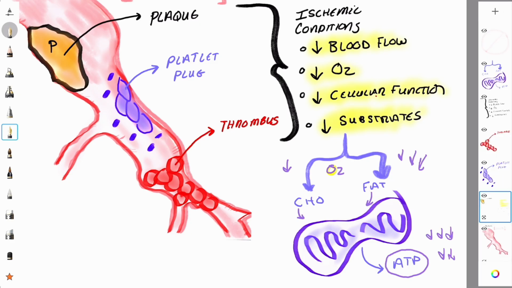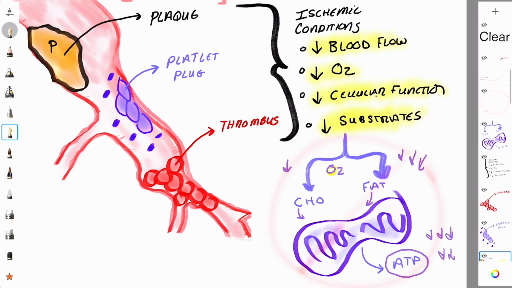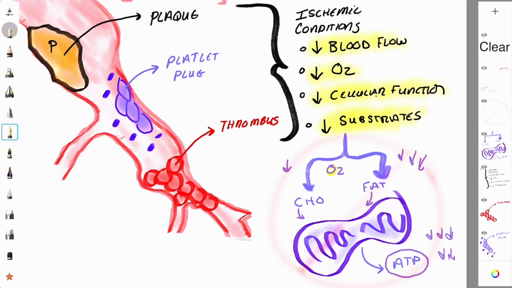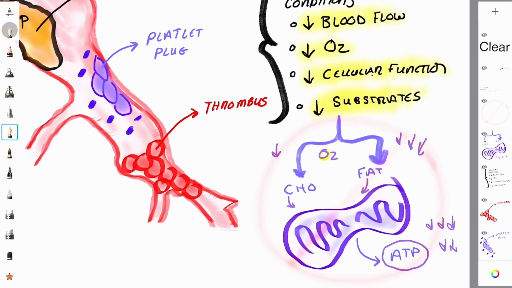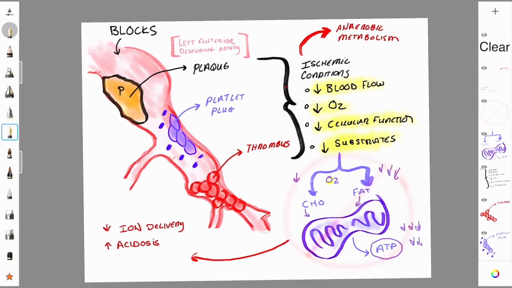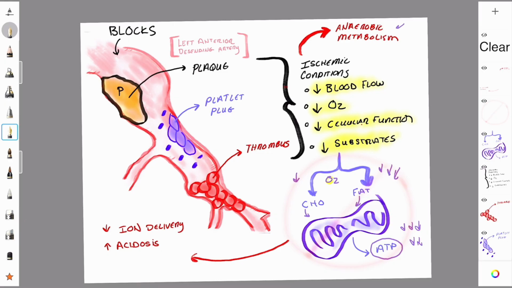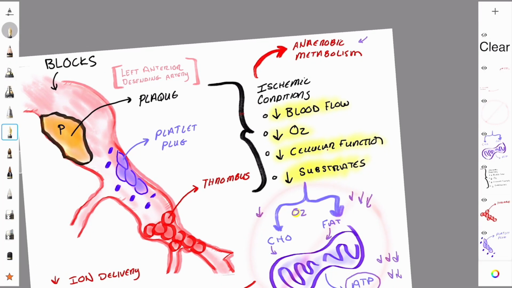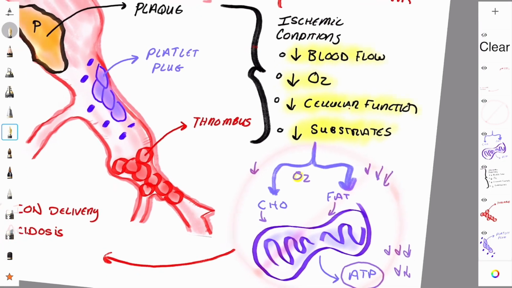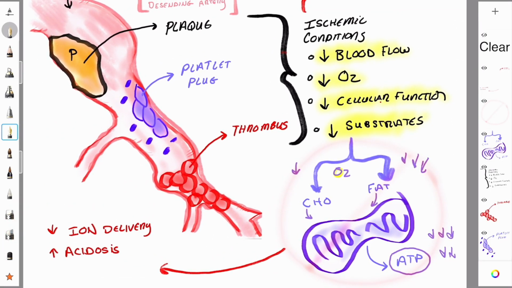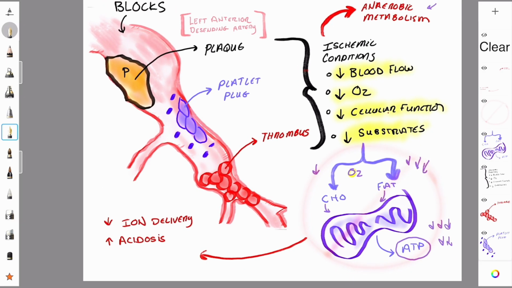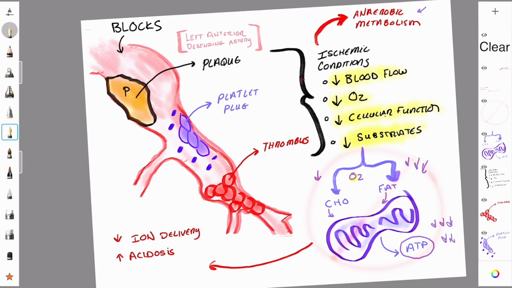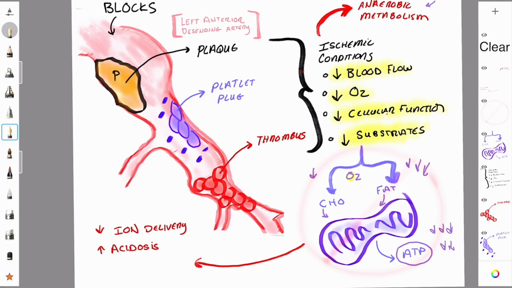So the overcompensation mechanism that is going to occur is that the heart will now switch to, if you look up here, anaerobic metabolism. It is no longer going to metabolize aerobically because this system is faltering. And it is faltering because of the plaque or the platelet plugs or the thrombus or all of it together. It is all faltering because the blockage is stopping the physiology from occurring.